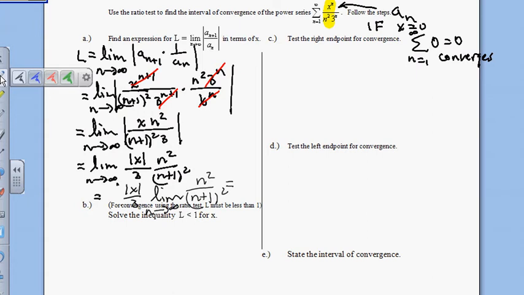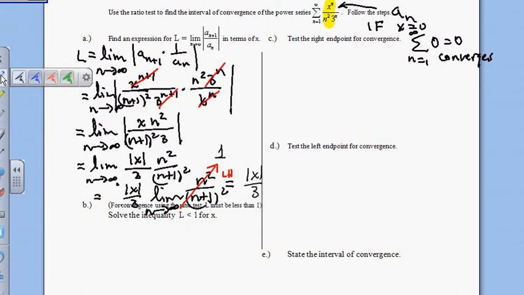And of course, as n increases without bound, you can show this using L'Hopital's rule, that the limit of n squared over n plus 1 quantity squared as n increases without bound is 1. So we end up with the absolute value of x over 3 for our value for L in terms of x.